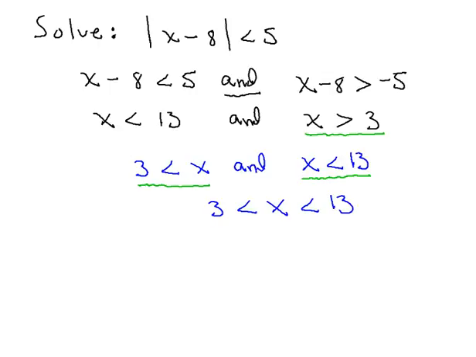This also then leads to a possible way to express the solution using interval notation, so we could then write parentheses 3 comma 13. And notice the parentheses are important because neither of the endpoints is included. So that is an appropriate representation of the solution, and so is this.